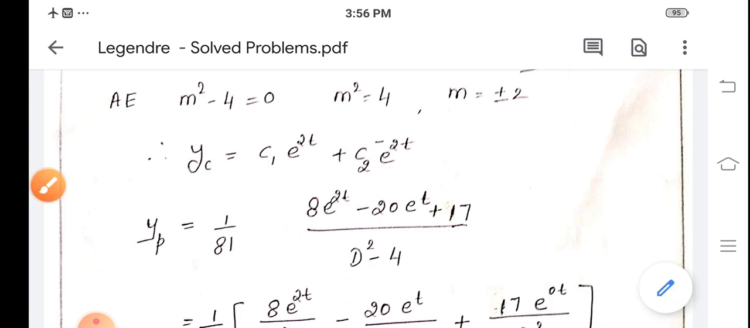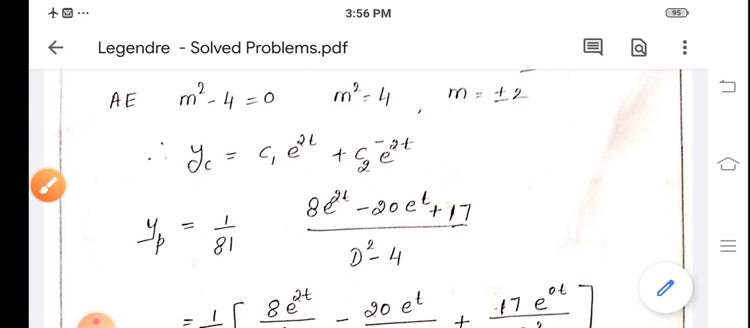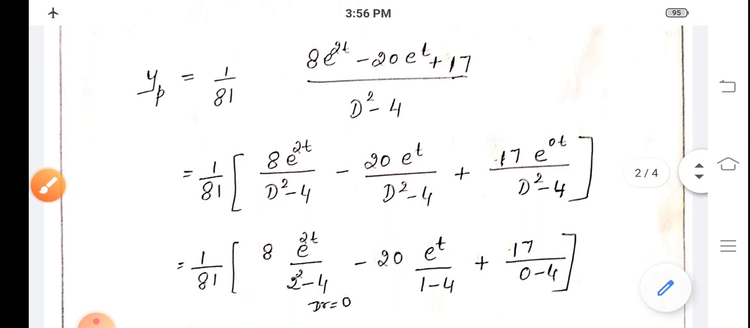Depending on the nature of the roots, we write the complementary function. Here we are getting distinct roots +2 and −2. So the complementary solution is yc = c1 e^2t + c2 e^(−2t). Next we will find the particular integral.